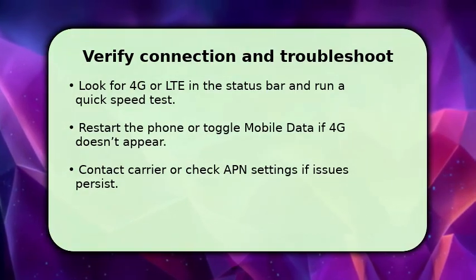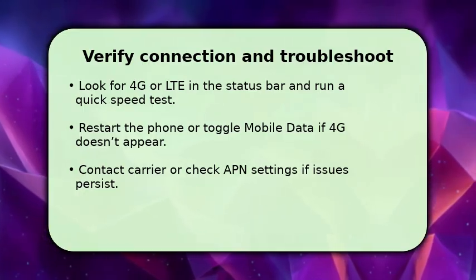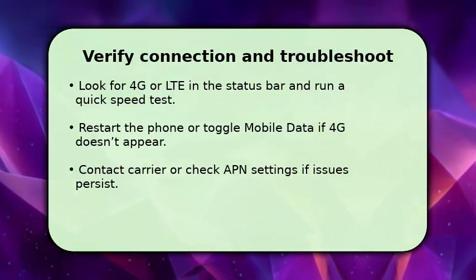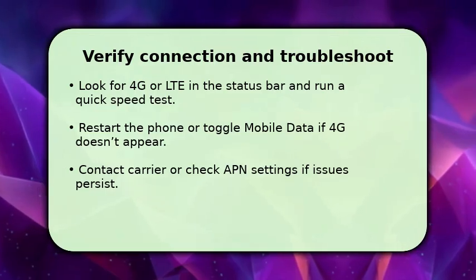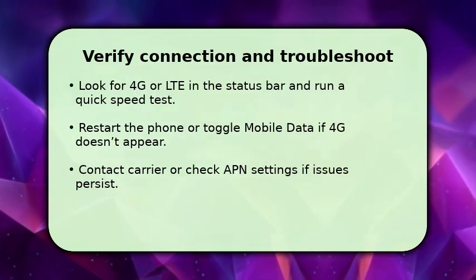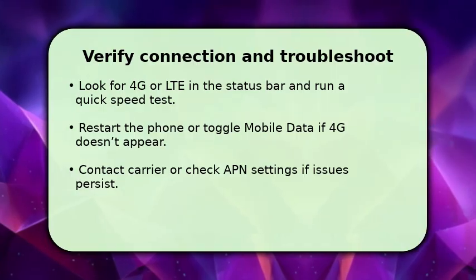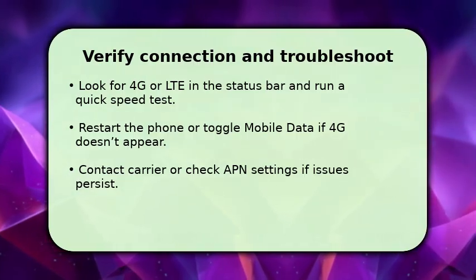Once done, check APN settings against carrier recommendations. Incorrect APNs can block data. If you still don't get 4G, contact your carrier to confirm provision services or local coverage, because the problem may be on the network side.